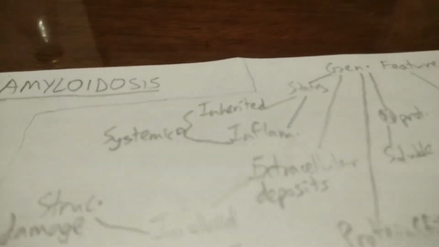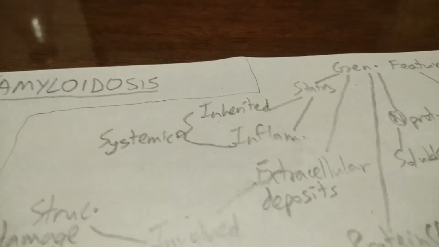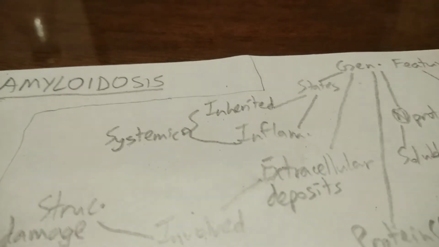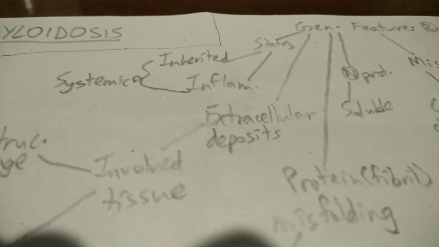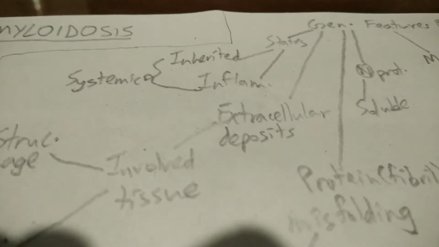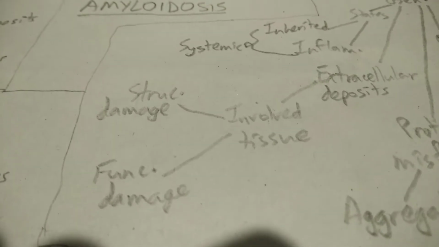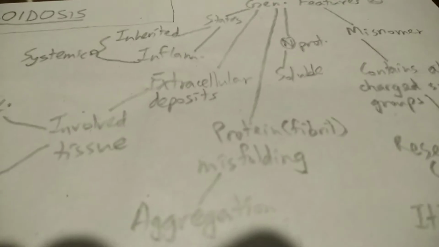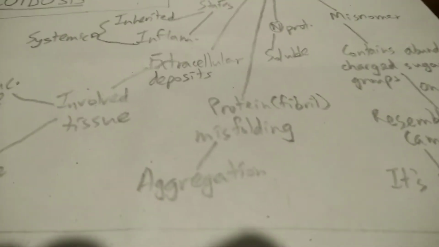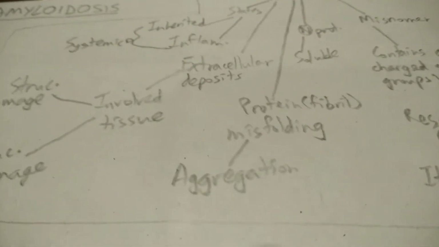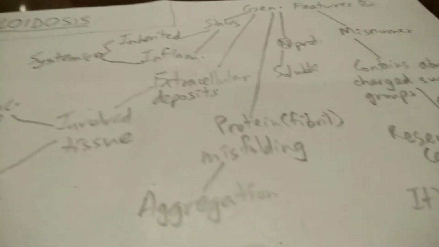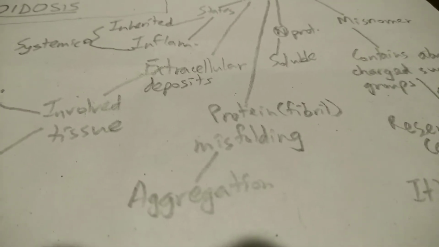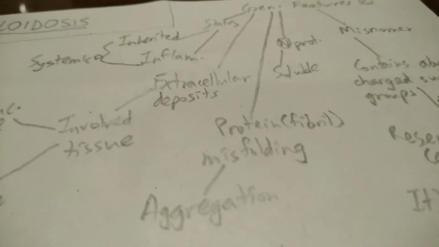So it's generally seen in a lot of systemic states, mostly in inherited conditions or inflammatory conditions. We shall get to the specifics of that later on. So they're basically extracellular fibrillar protein deposits, which affect the involved tissue, where it can cause structural damage or functional damage. And so mostly it arises from misfolding of fibrillar proteins, which causes them to aggregate, right? So normal proteins are generally soluble, whereas these are insoluble. So as a result, they end up accumulating and clumping up together.